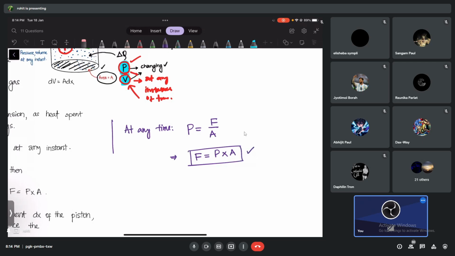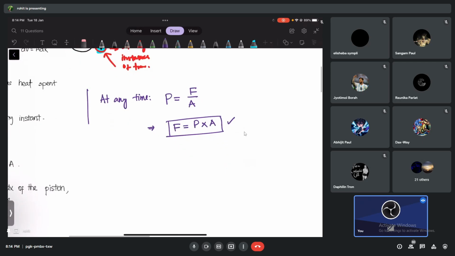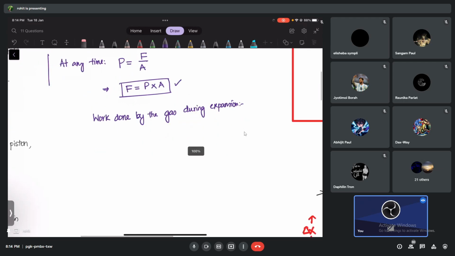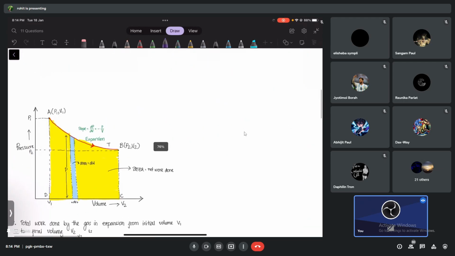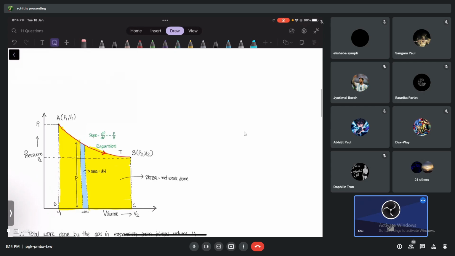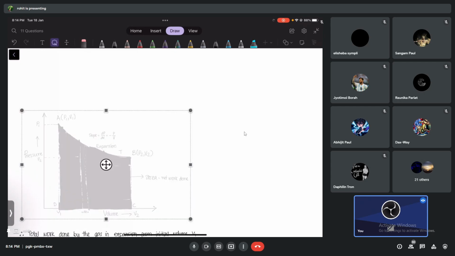Now don't forget we are talking about work done. If you remember, that is our topic. So how much is the work done by the gas during expansion? That is what we're going to calculate. But let me show you a graph that will tell us everything about what is going on, and then I think we can proceed properly, okay.